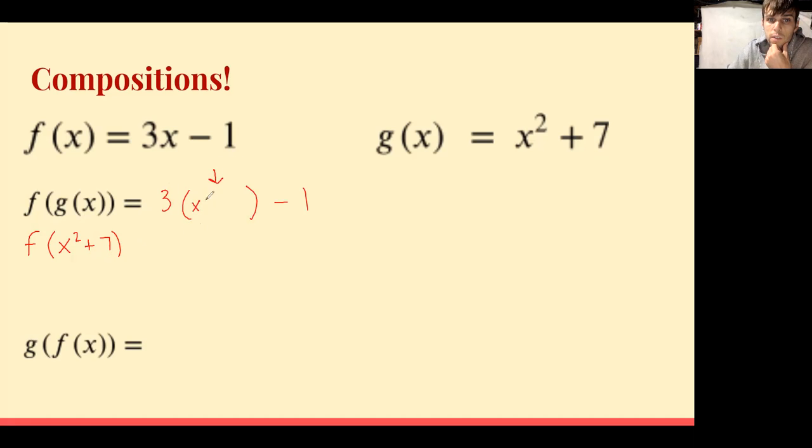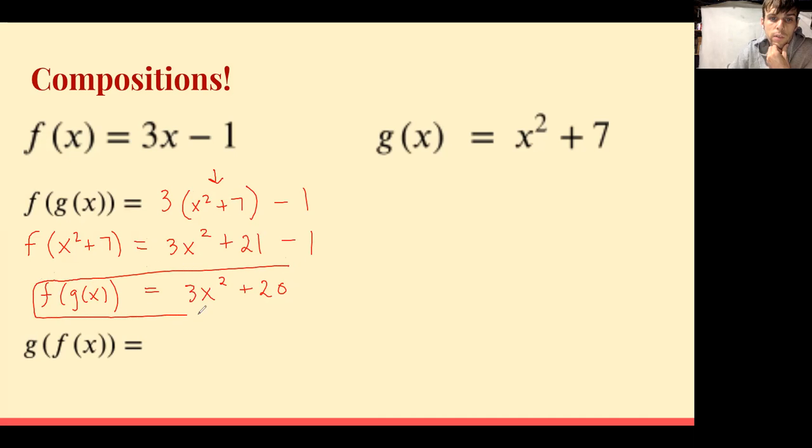Now obviously we can do a little bit of simplifying there. We can distribute, and we'll also be combining like terms. So this is going to be 3x squared plus 21 minus 1, and then combining like terms there at the end, 3x squared plus 20. So this is my f of g of x. This is my composition function for the first one.